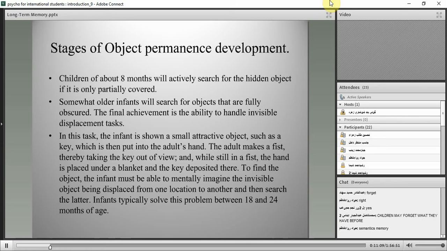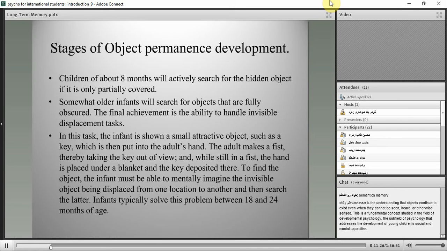To detail it, the infant is shown an attractive object, such as a toy, a car, or a doll, or keys, as I put it. It is put into the adult's hand. The adult makes a fist and puts it in the fist. So the key is taken out of view, and while in a fist, the hand is placed under a blanket and the key is deposited there. In order to find the object, the infant must be able to mentally imagine the invisible object being displaced from one location to another, and then search the latter.